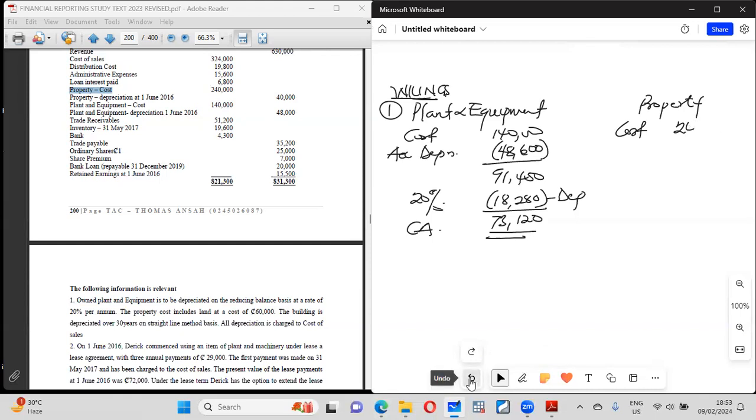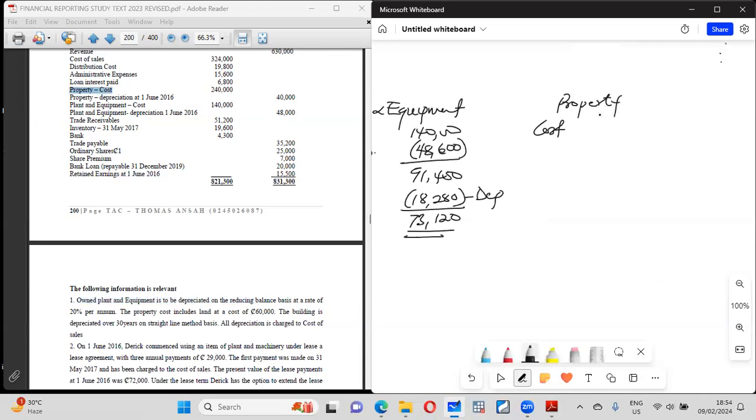So you can split these things into two if you want. You will say that the property is 240. We're taking land 60 out. So for the property you have the building only. This will be the building part, and this will be the land part. So what you have is 180,000 here and 60,000 here. Then the accumulated depreciation that you have for the property is 40,000. It will be only for the building because we don't depreciate land. So the 40,000 will be only for this.